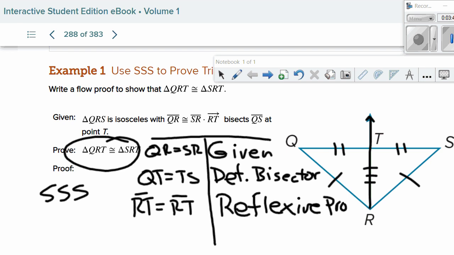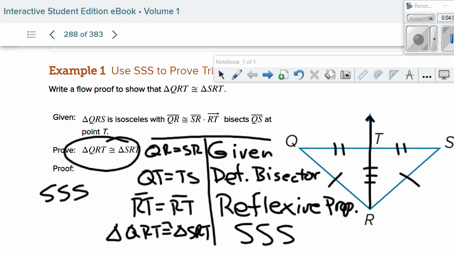And now that all three sides are equal, I can say by this new rule that we just learned that the triangles are congruent. So taking what they wanted me to prove, triangle QRT is congruent to triangle SRT by this new rule, side, side, side. Okay? Just taking that new rule and getting the things I need for it and throwing it down. We know what a bisector does. It cuts stuff into equal halves. Stated. I know what the reflexive property is. Something's equal to itself. Stated. And that gave me this new rule.